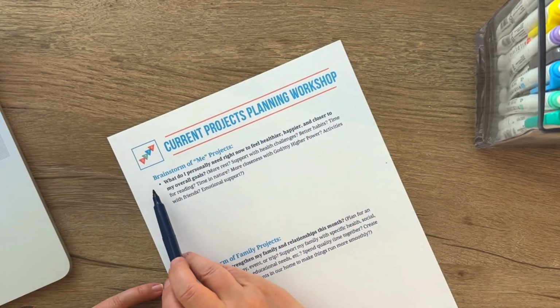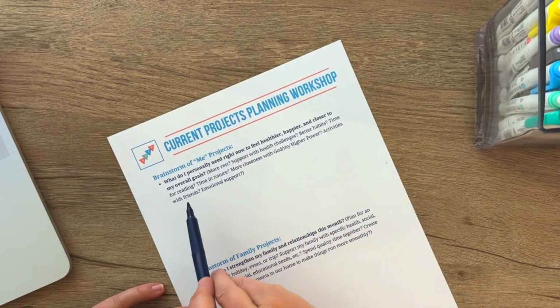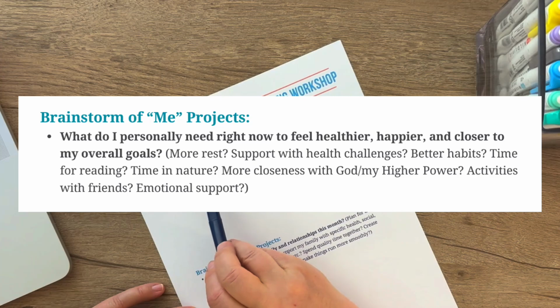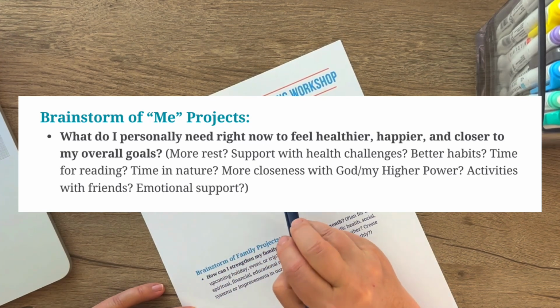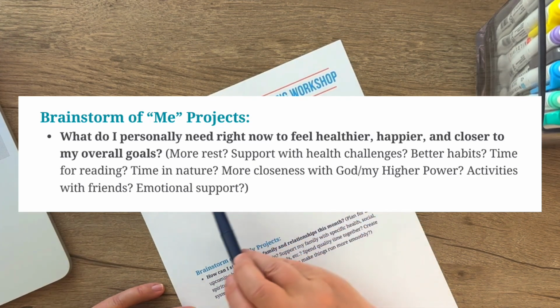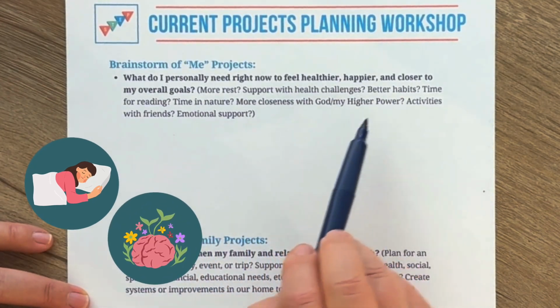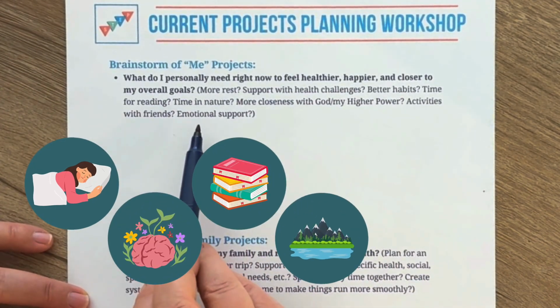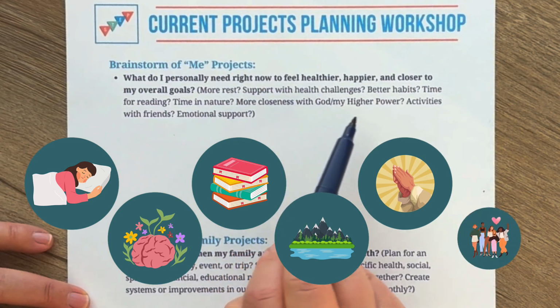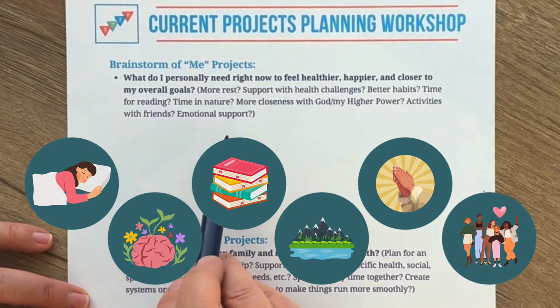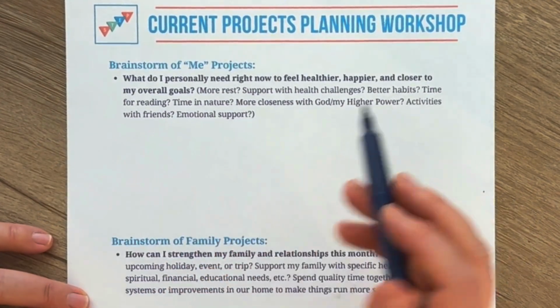So we're going to start with a brainstorm of the me projects. This is where you're going to ask, what do I personally need right now to feel healthier, happier, and closer to my overall goals? More rest, support with health challenges, better habits, time for reading, time in nature, more closeness with God or my higher power, activities with friends, emotional support. And you might be thinking, I need all of those, okay?